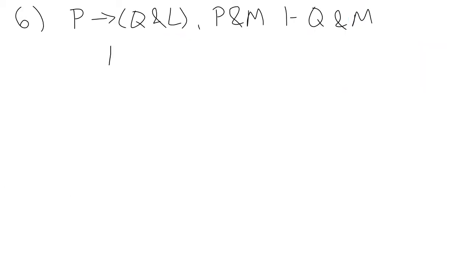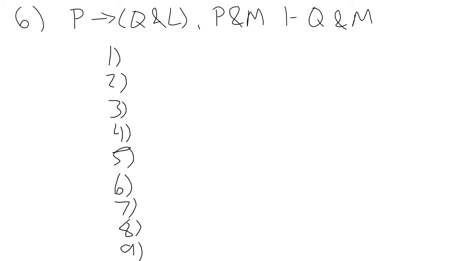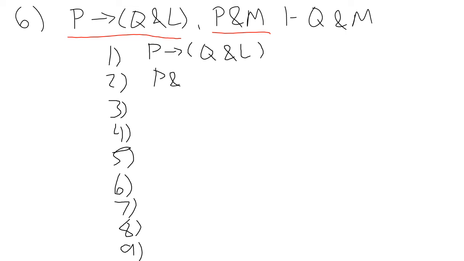So here on proof 6, we're going to start with the same thing as before. We're just going to list a bunch of numbers here. Doesn't matter if we use them all. We can always erase them. So how many premises do I have? I have 1, 2. So I'm going to write P, arrow, Q and L. And then I'm going to write P and M. These are premises, so we mark them with an A for assumption.